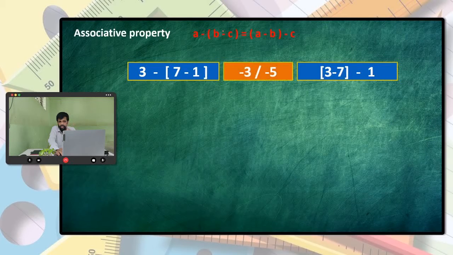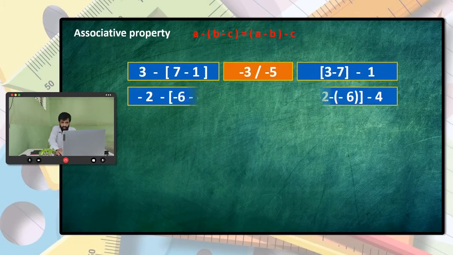If I change the order, I get minus 5 as an answer, because 3 minus 7 is going to give me negative 4, and negative 4 and negative 1 together is going to give me negative 5. So in one case, if I change the order, I get minus 3, and in the other I get minus 5. Let us try another example.